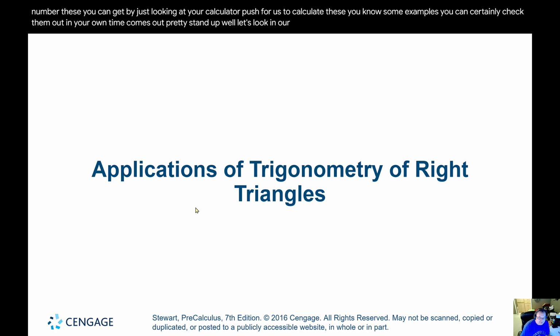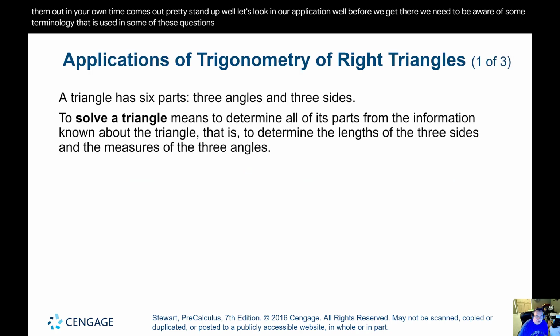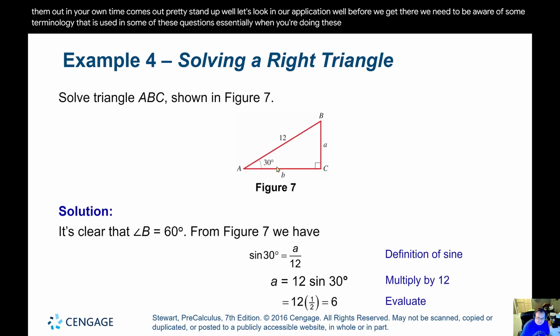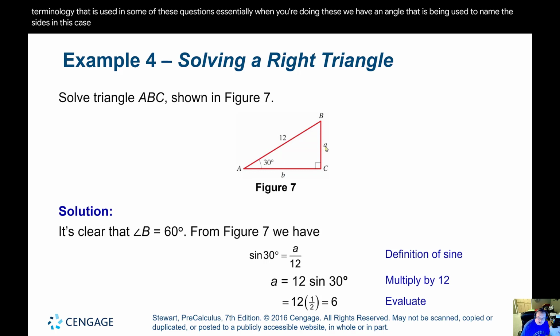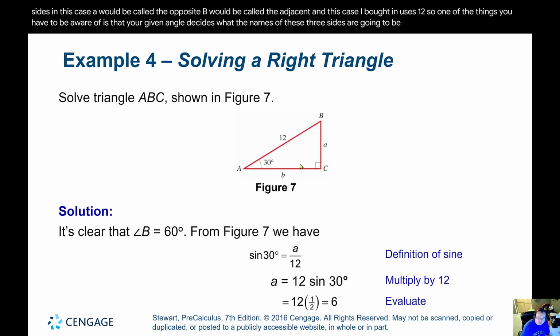Before we get there, we need to be aware of some terminology that is used in some of these questions. Essentially, when you're doing these, we have an angle that is being used to name the sides. In this case, A would be called the opposite, B would be called the adjacent, and in this case the hypotenuse is 12. So one of the things you have to be aware of is that your given angle decides what the names of these three sides are going to be: opposite, adjacent, and hypotenuse.